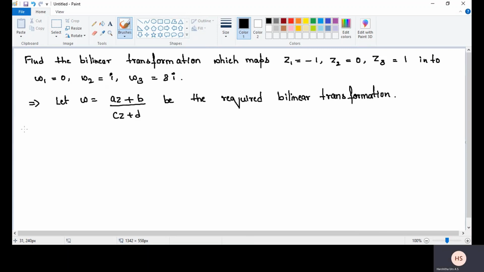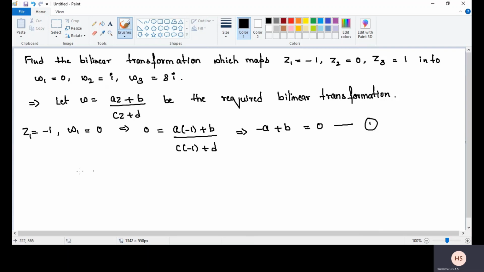Now, first point is z is equal to z1 is equal to minus 1, w1 is equal to 0. So here z is equal to z1 and w is equal to w1. So w value is 0. 0 is equal to a into minus 1 plus b divided by c into minus 1 plus d. That implies minus a plus b is equal to 0. Call this as equation 1.